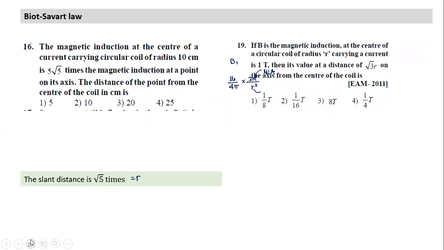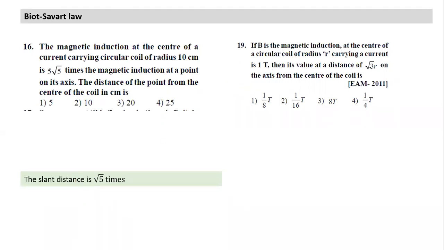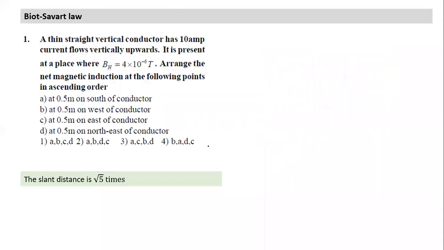Okay, and a similar question. All of this is so simple, you can do it in your mind. At a distance of root 3 r, how much? The x value is given here. So what will the slant distance be? X is given as root 3 r, and this is given as r. So the slant distance becomes twice as much. If it is twice, the field will become 1/8 times. Pretty simple questions. This we had done yesterday.